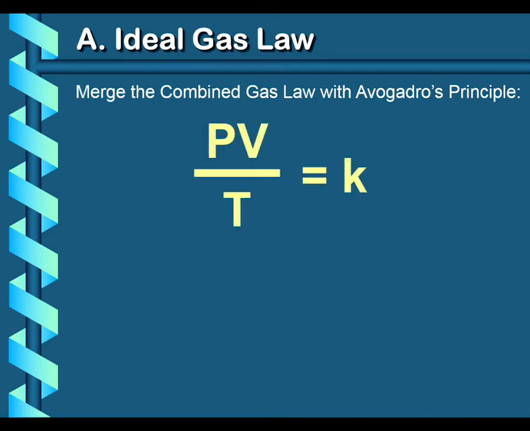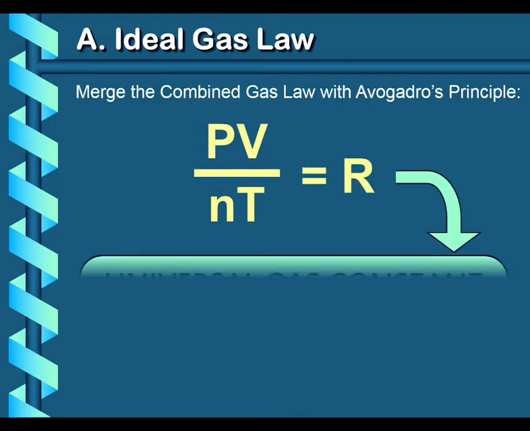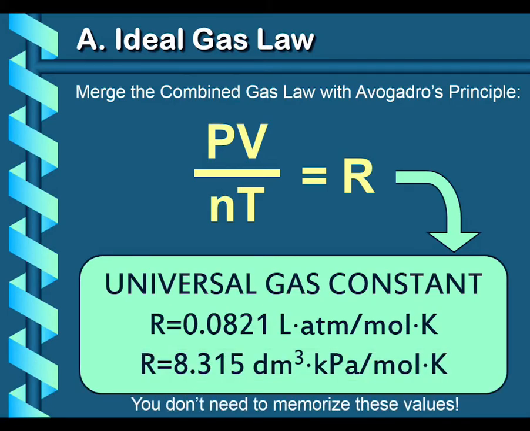So again, we're going to merge the combined gas law with Avogadro's principle, and we get PV over NT equals K, which is a constant. So pressure times volume divided by moles and temperature. Again, temperature has to be in Kelvin. You get a constant. This constant has a special name. It is R, and it is the universal gas constant.